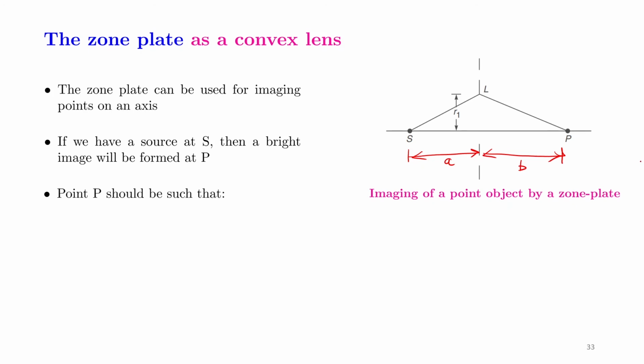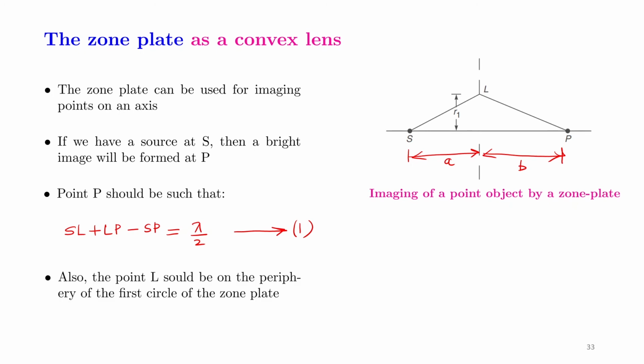The point P should be such that SL plus LP minus SP is equal to lambda by 2. Let us call this equation number 1. Also, the point L should be on the periphery of the first circle of the zone plate.